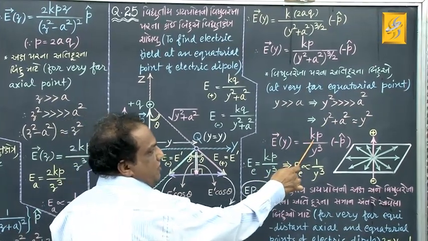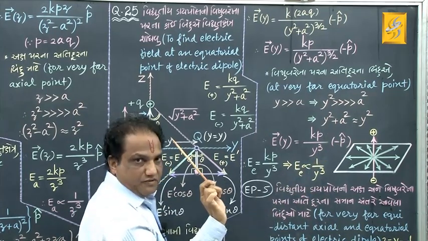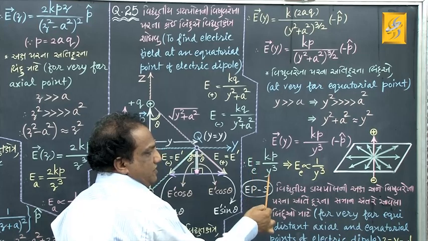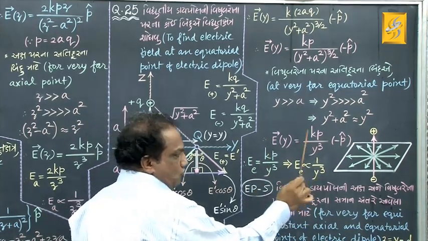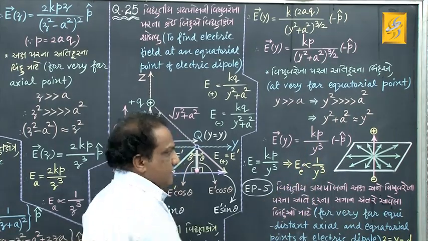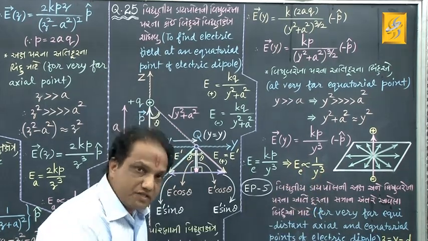Now take the magnitude. When you take the magnitude, here it is E, I am writing, E stands for equator, and it is Kp upon y cube, the magnitude of the unit vector being 1, okay? When these two are constants, what about the relation of this with this? E is inversely proportional to y cube. This electric field at a very far equatorial point is inversely proportional to the cube of distance, correct?